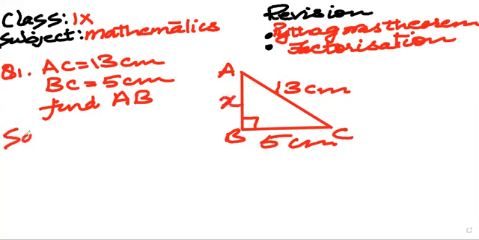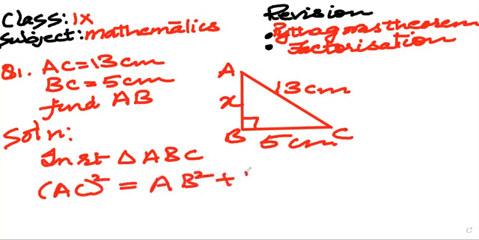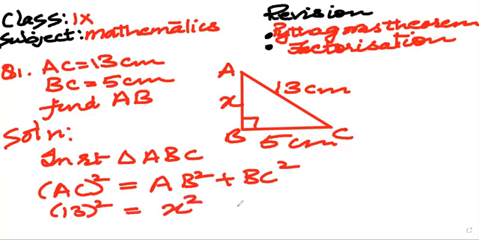So let us start the solution of this question. Children, you know that in a right angled triangle ABC, according to Pythagoras theorem, the square of the hypotenuse is always equal to the sum of squares of the other two sides. Here AC is given, BC is given. Let's find out AB. So AC is 13 square, AB is x, we have considered AB as x, so it will be x square, and BC is 5 square.